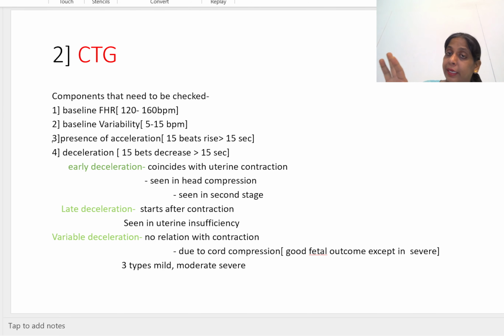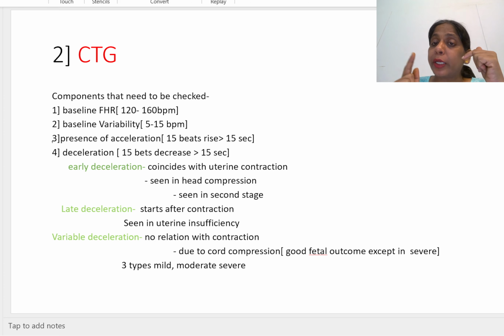Early, late, and variable. So what is early? Let me tell you. See here. Early means that it is coming with the contraction. Okay, here what is the factor which is deciding early or late? If it is coming with the contraction, coinciding with the contraction, it is early. I am not telling it before the contraction. I am telling it is coinciding with the contraction.